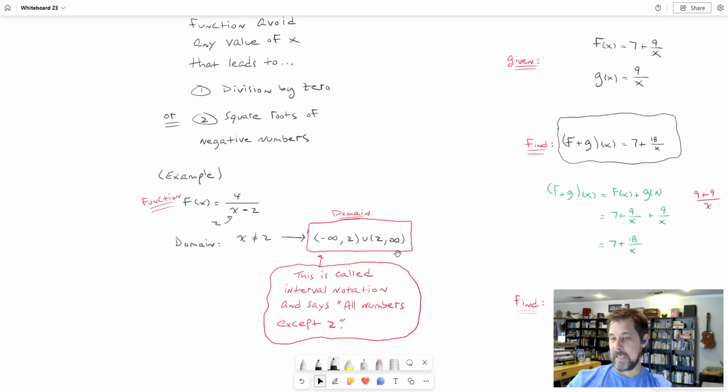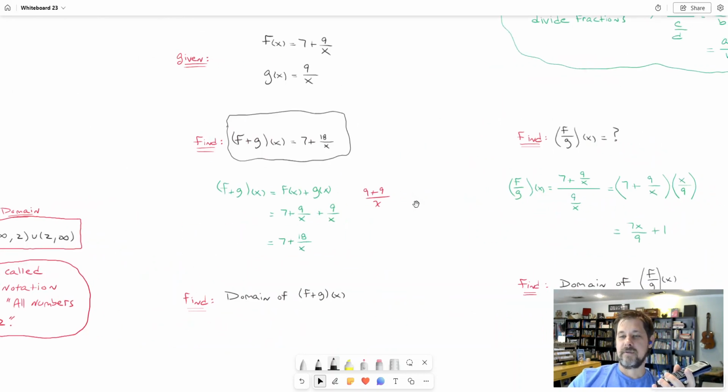So in interval notation, this right here says all numbers except 2. Interval notation and domain, I've brought up in other videos, but at least here I just wanted to make a statement about it, review it real quick, because I'm going to employ what I've given here over in this other example. Okay. All right. Now, so back to this one.